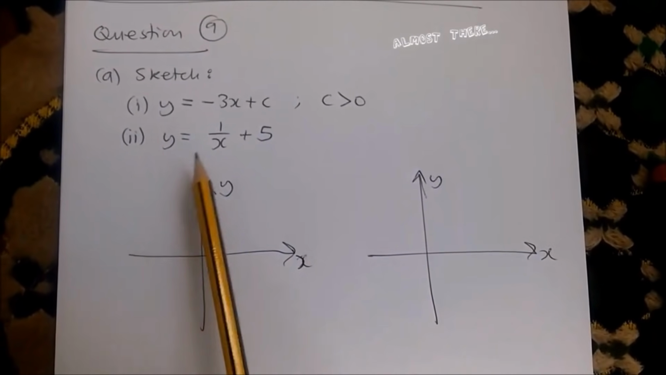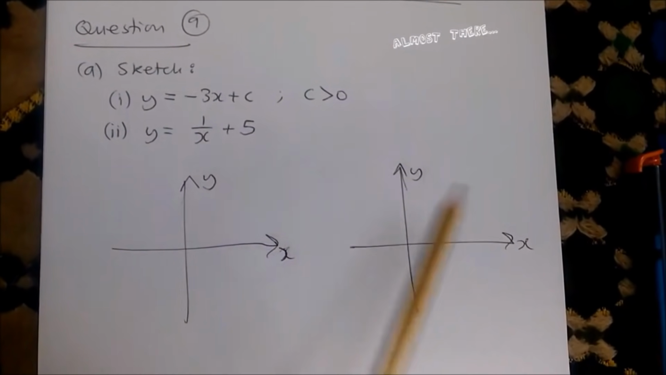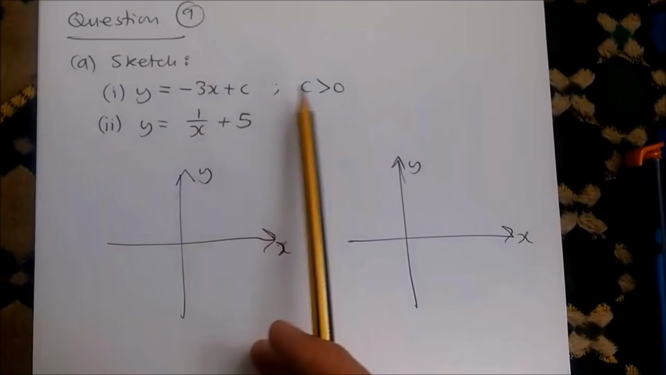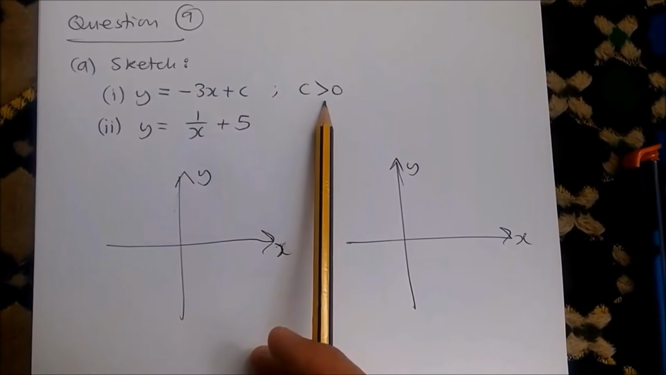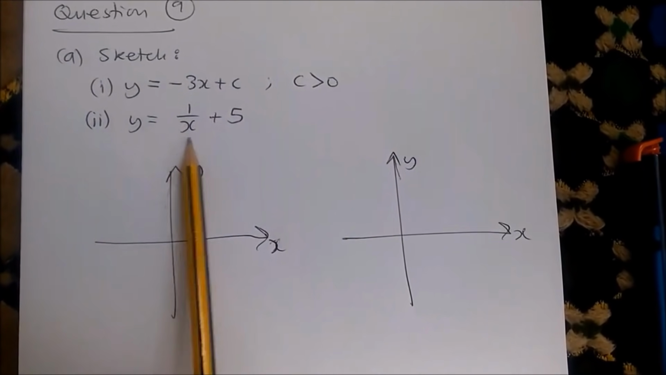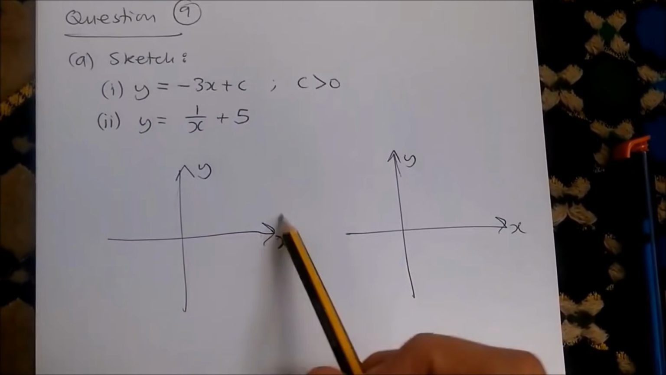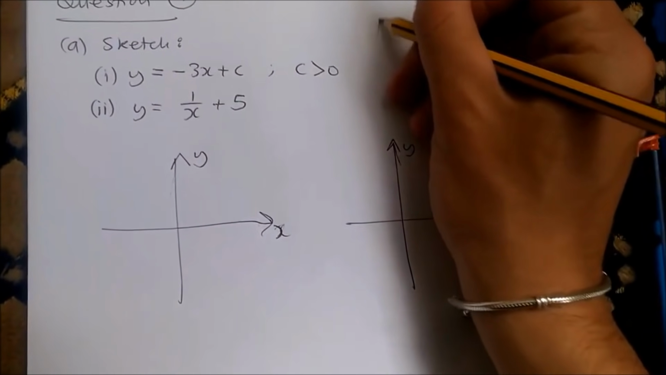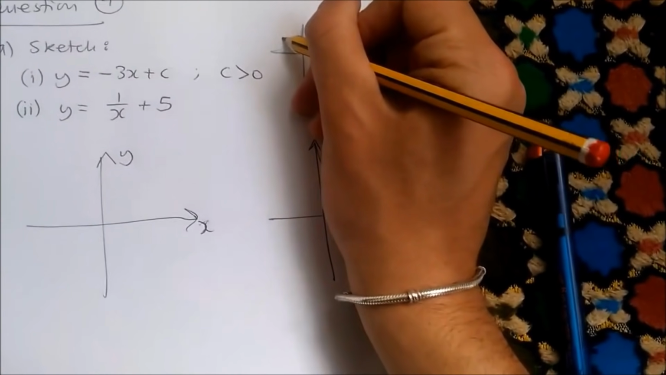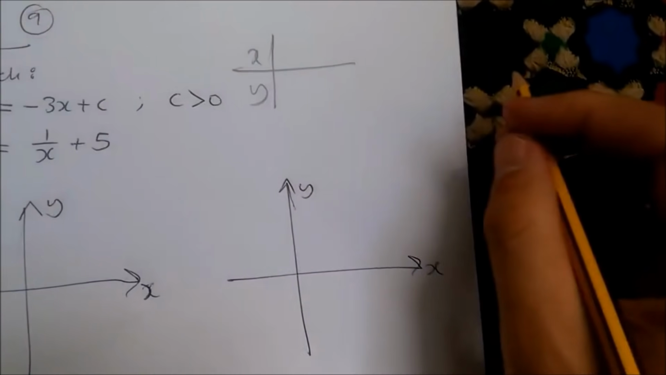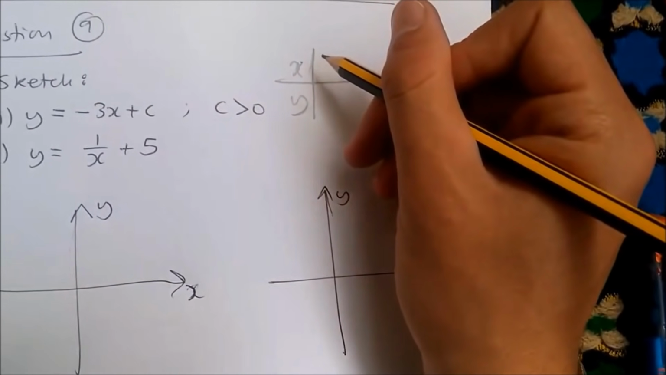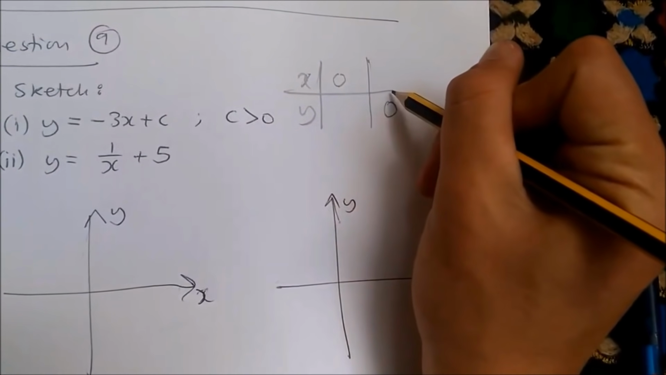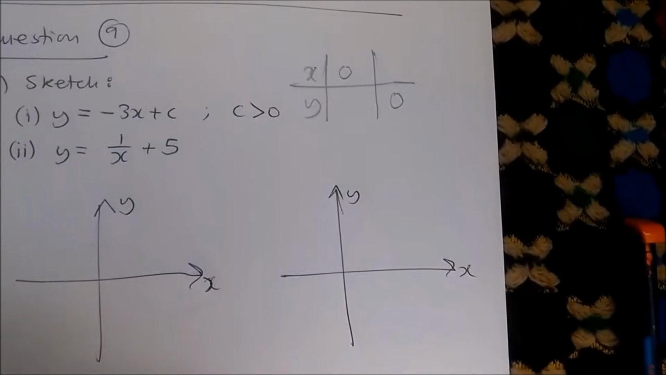So in this question, we are told to sketch on separate diagrams the graphs of y equals minus 3x plus c, where c is a positive constant, and y equals 1 over x plus 5. So without further ado, let's go. To sketch this linear graph, I'll draw a table, call this x and y, and plot some values. I'll always use when x is 0 and y is 0. Why? Because this shows you the points of intersection with the x and y axes.